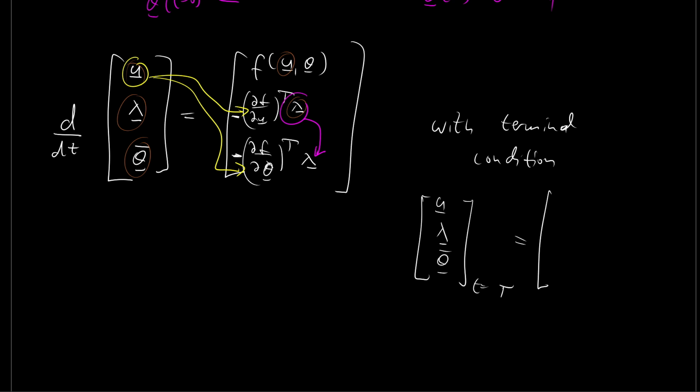Okay, but the terminal condition for u will of course be the u at t, which comes from the primal path. Then for lambda, it will be the cotangent on that, which we are just provided with. And for this, it will be the 0 vector.